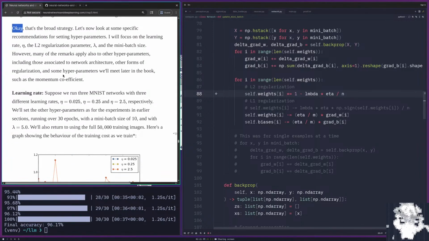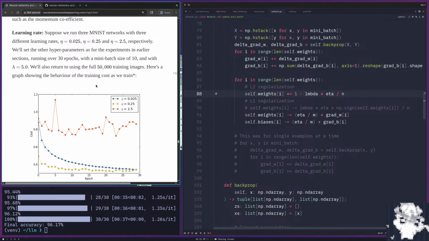Okay, that's the broad strategy. Let's now look at some specific recommendations for setting hyperparameters. I will focus on the learning rate, eta, the L2 regularization parameter, lambda, and the mini batch size. However, many of the remarks also apply to other hyperparameters, including those associated to network architecture, other forms of regularization, and some hyperparameters we'll meet later in the book, such as the momentum coefficient.